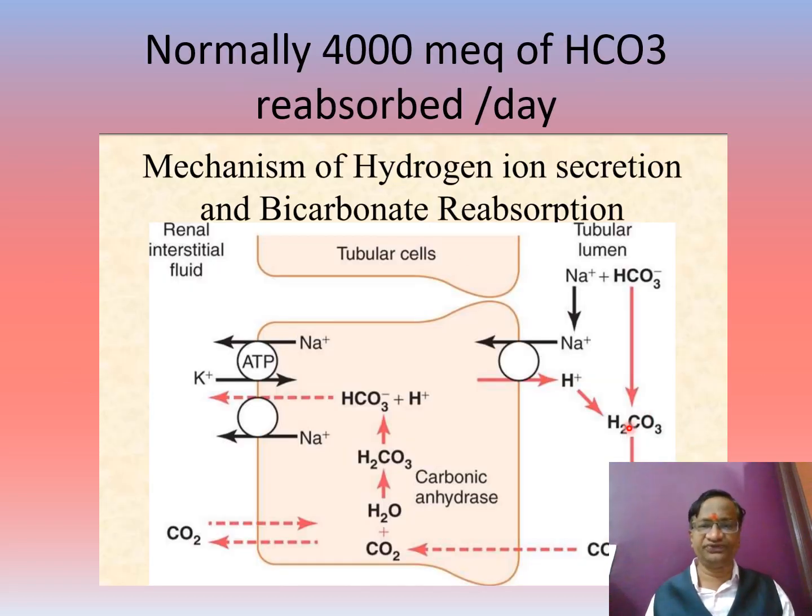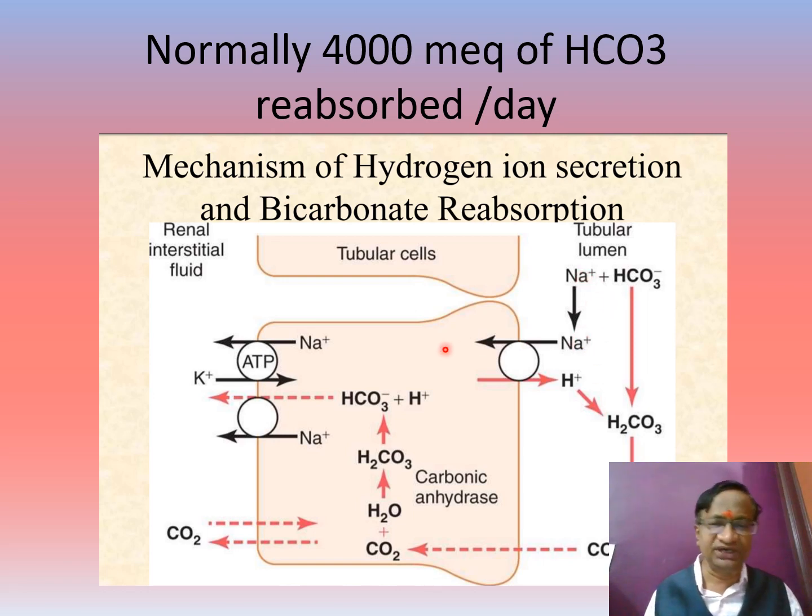Now I will show this. Carbon dioxide is coming in, carbonic acid is formed, and this H plus goes out into the tubular lumen and automatically gets excreted. Carbon dioxide is coming in from the tissues, the renal interstitial fluid. Carbon dioxide is coming, and this gets converted, and this gets excreted.